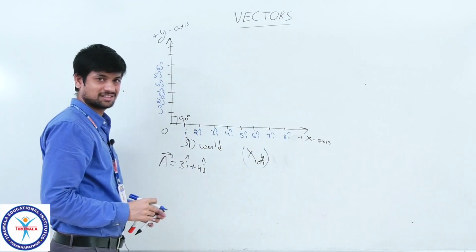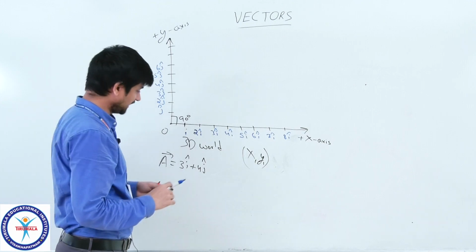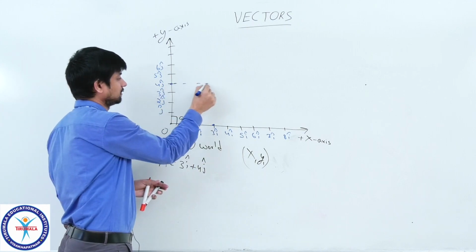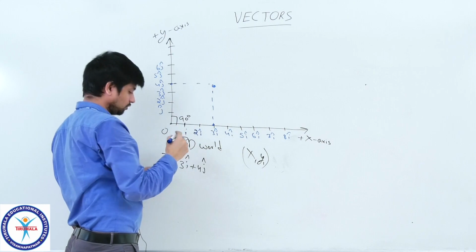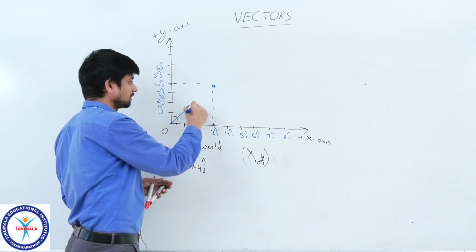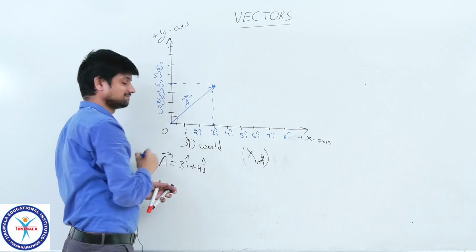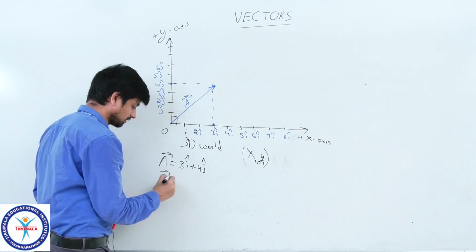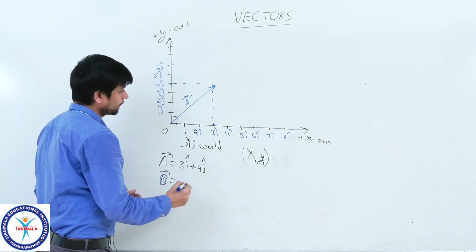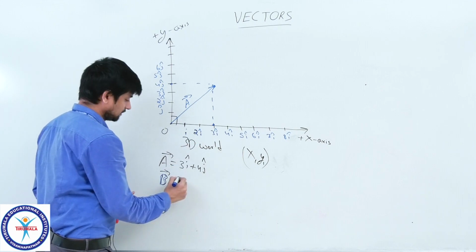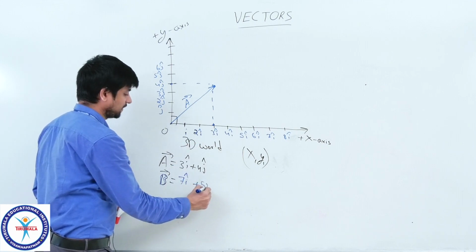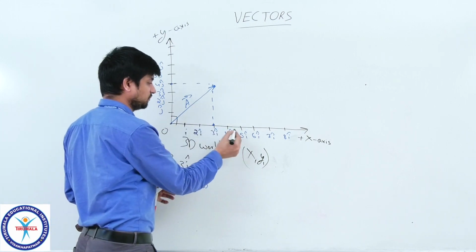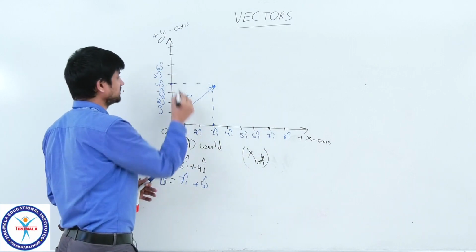Now identify this vector, children. Position vector A bar, identify 3i, 4j. Where is 3i, children? Here. Where is 4j? Here. So if you draw the line from the origin, this is A bar. Now, B bar, one more vector I am taking. Here the case is 7i plus 5j. 7i, 5j. Identify, children. 7i: 1, 2, 3, 4, 5, 6, 7 here, and 5j here.